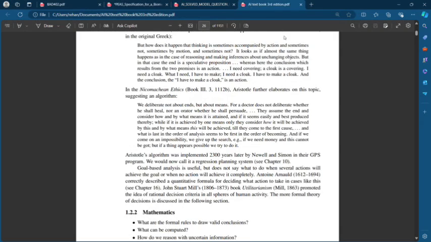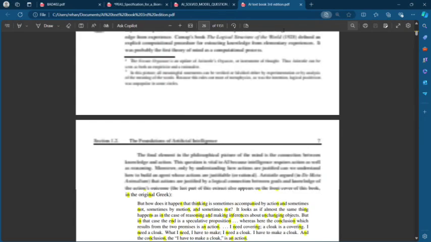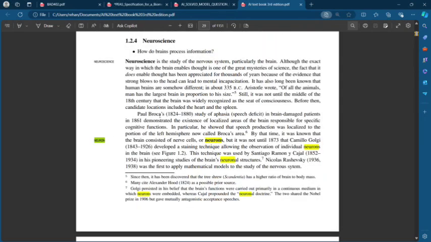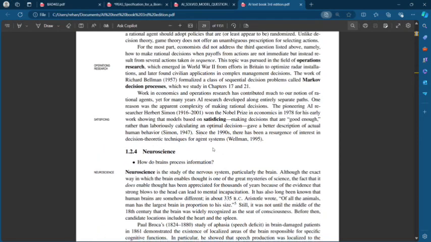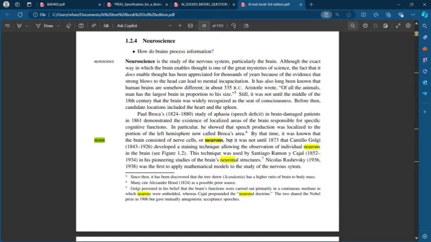So in the textbook, we can simply search this. Neuron. Don't tell me the spelling is wrong. Okay, neuroscience. See, neuron is coming under this. So first thing, neurons. In the brain, what is my brain considered of? Neurons, but it was not until a staining technique was developed allowing observation of individual neurons in the brain. This technique was used in his pioneering studies of the brain's neural structures.